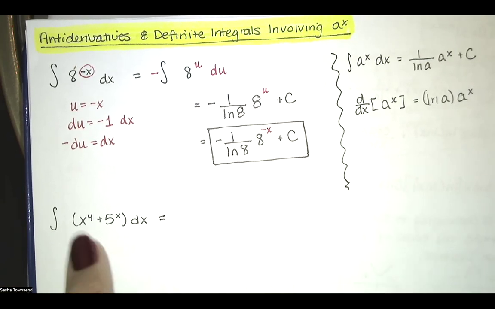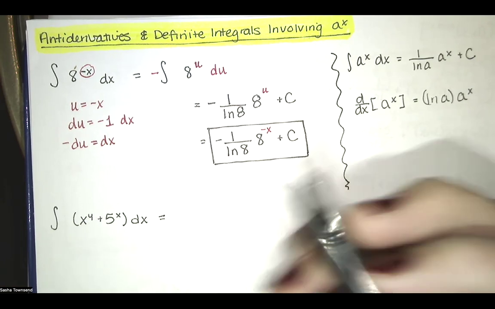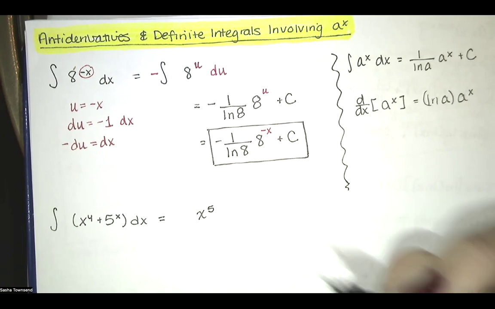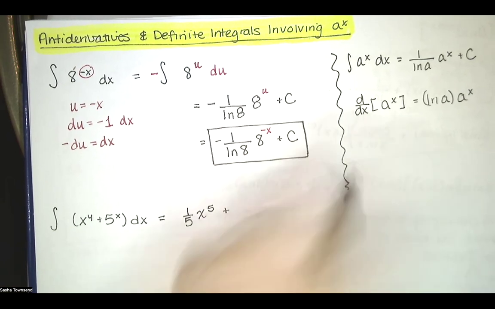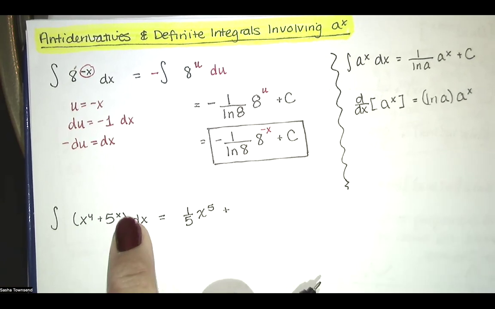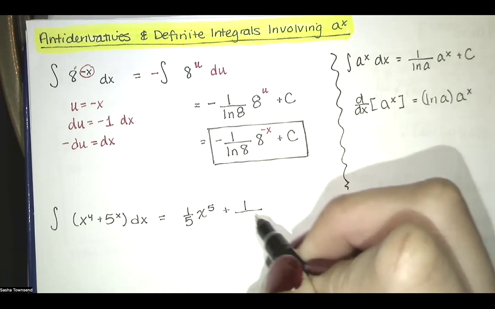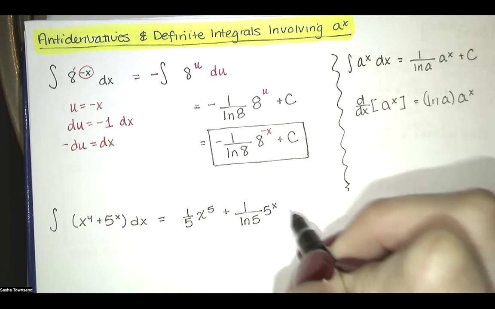Now in this one, I've got 2 rules actually. I've got a power rule here and the a to the x rule here. So for this one, we're going to add 1 to the exponent and then divide by the new exponent. Dividing by 5 is the same as multiplying by 1/5. And then on this one, we use the a to the x rule. A is 5. So we have 1 divided by natural log of the base times 5 to the x plus c.